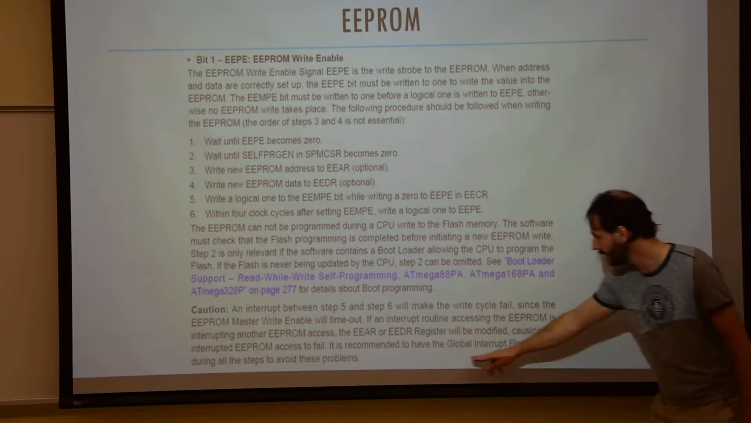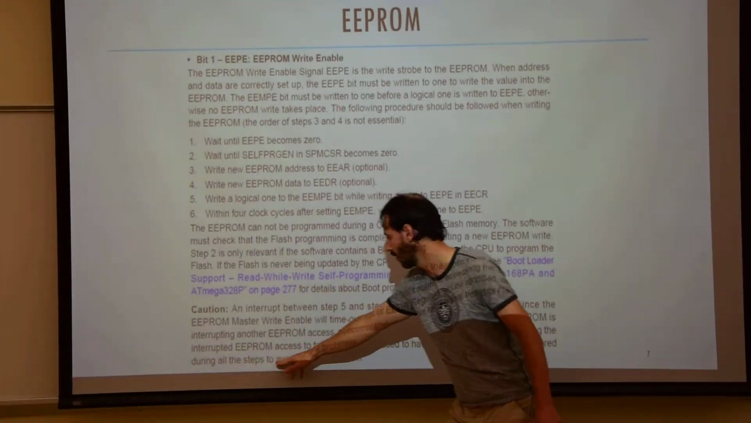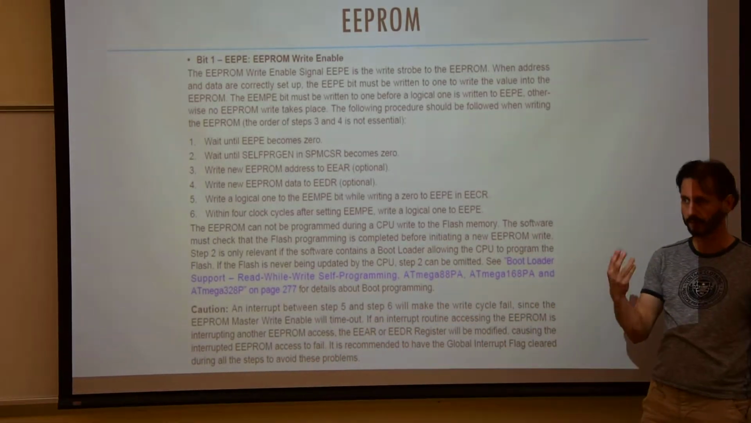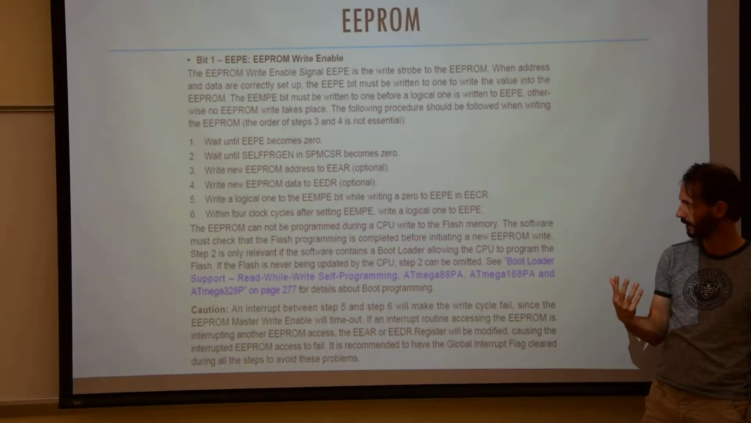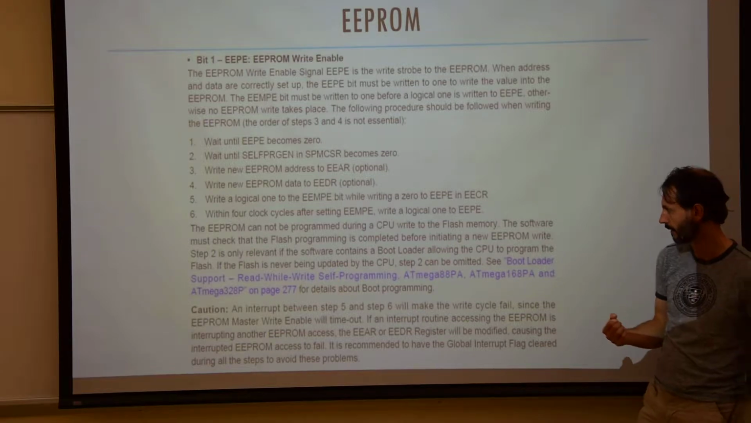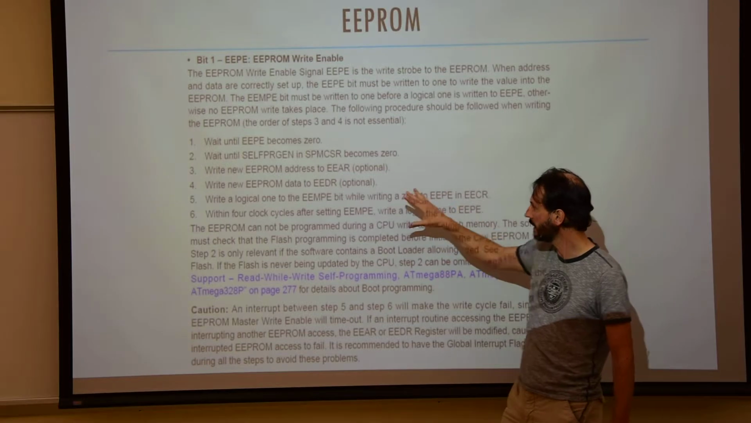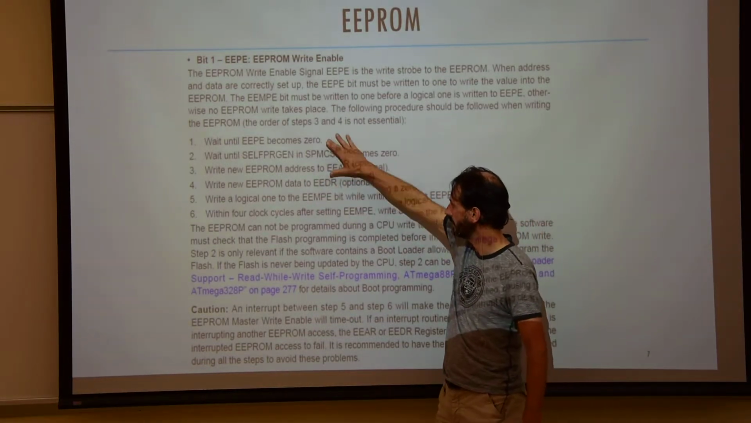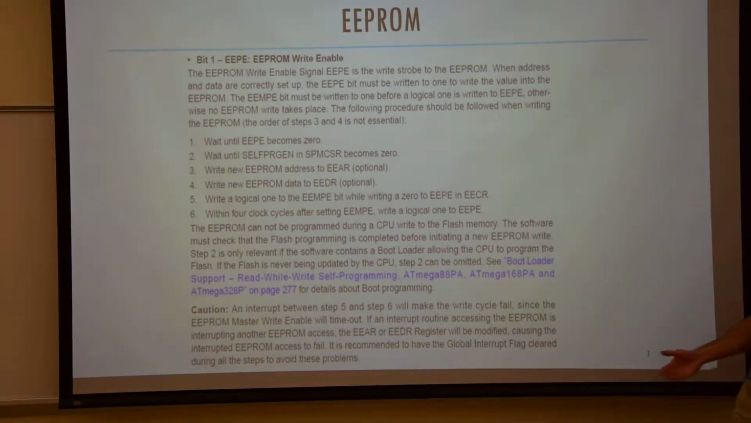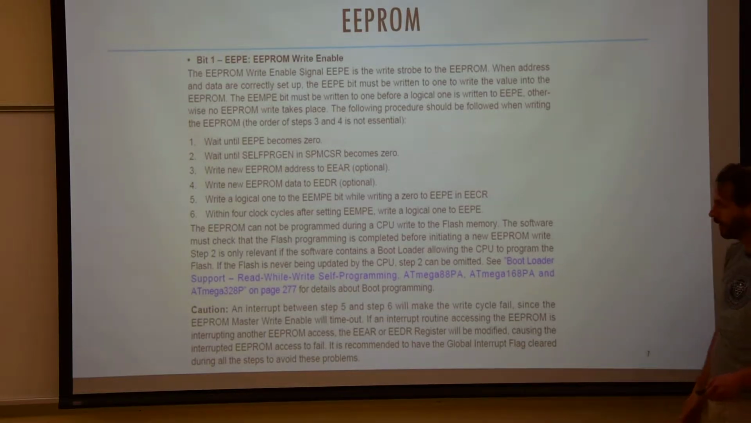So it is recommended to have the global interrupt flag cleared during all the steps to avoid these problems. So what we often see, also in the macros that you will call, that are written by Atmel, right? These AVR libraries, you will see that when you execute this, you will wrap it in a wrapper where you first disable the global interrupts, and then after that you enable it again.